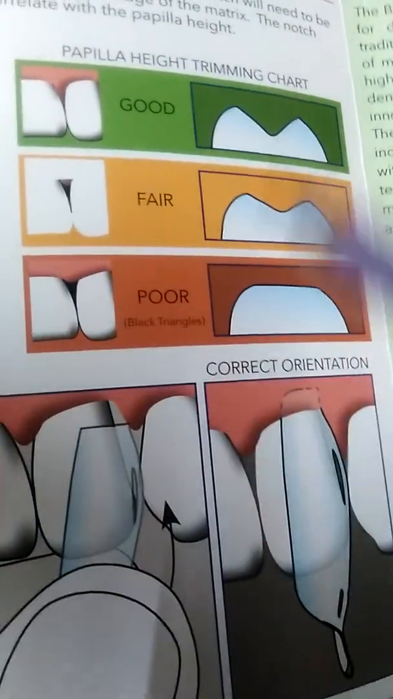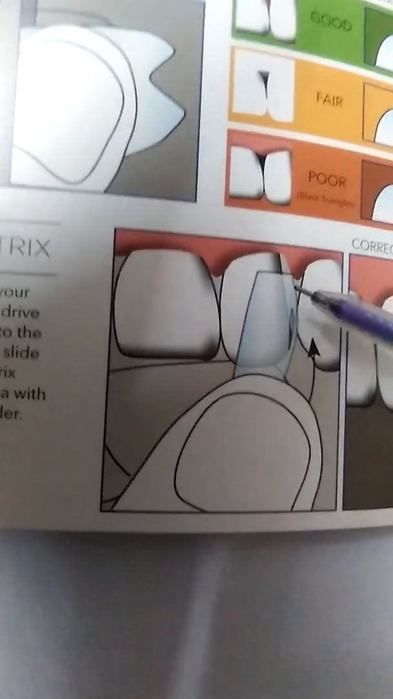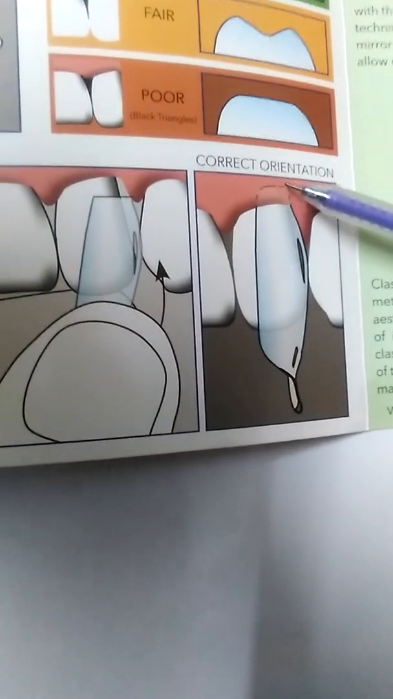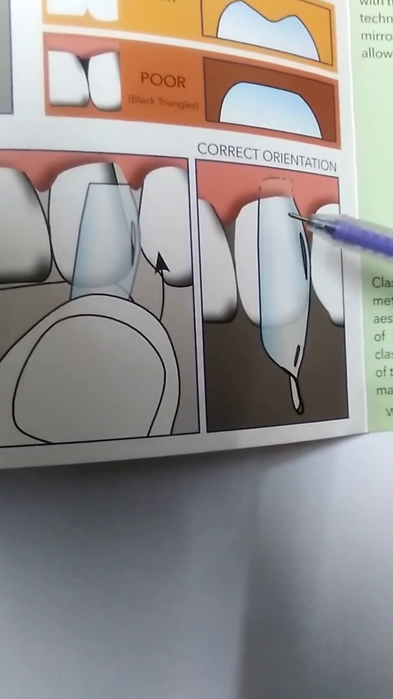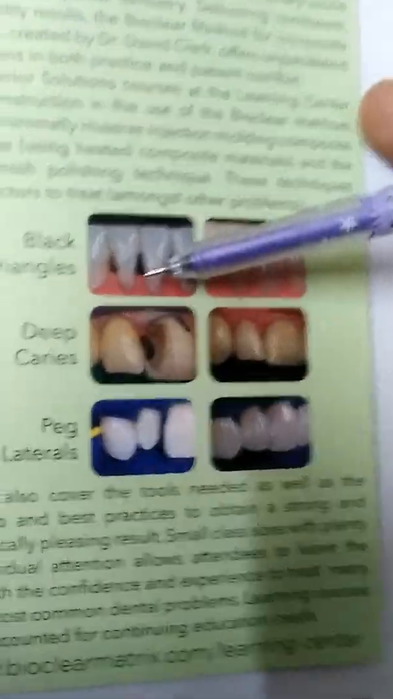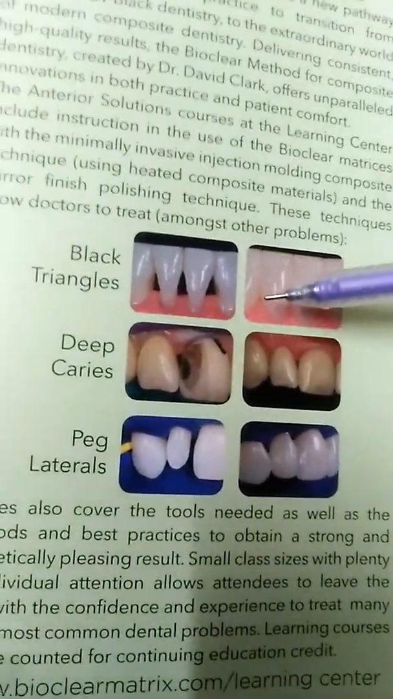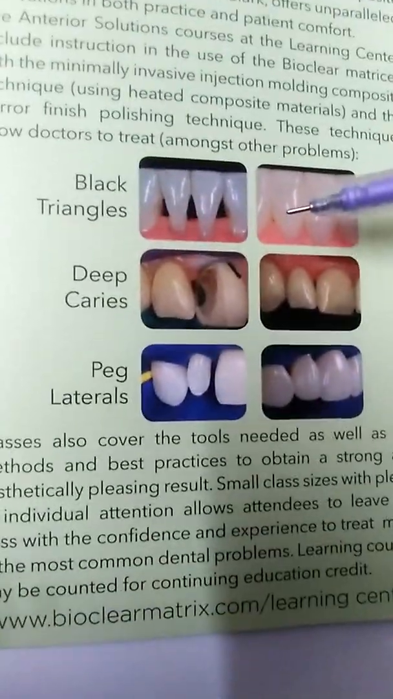Now let me show you this picture. If you have not trimmed and there is a black space, then you will again have a black space. If you trim, you can see here it is going beyond, and there is the trimmed part and this is the papilla. So this is the correct orientation. In this case you can see black triangles, so to maintain the papilla height we have to trim. See here, we have to trim in this manner so that we can maintain the papilla height.